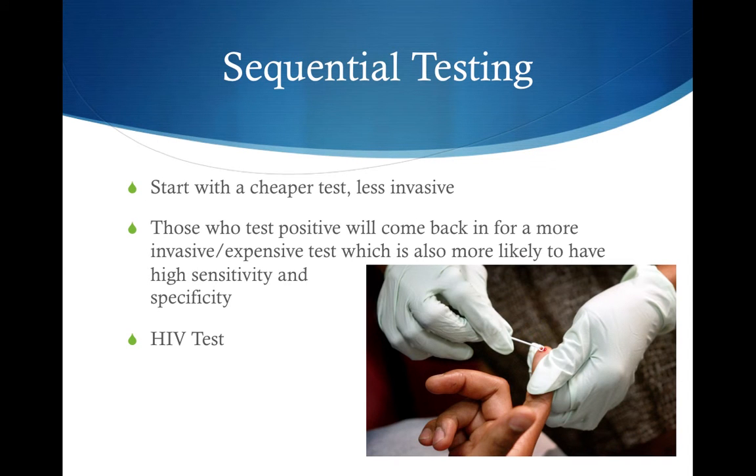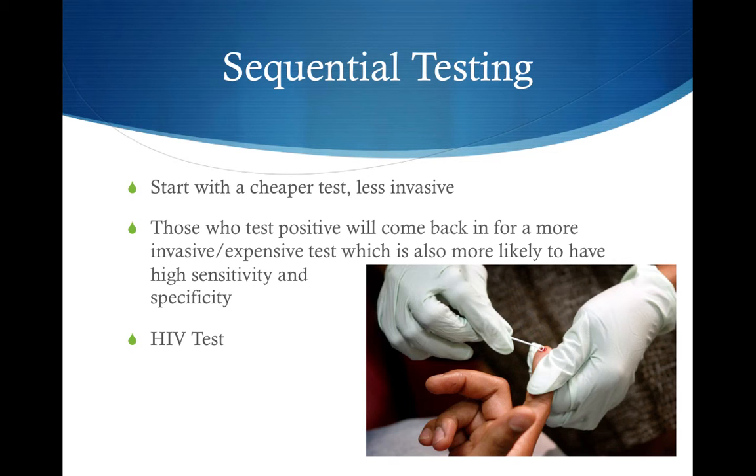So one of the other things that your book talks about is when you have diagnostic tests, you're not going to do just one test. And you want to make sure that you're conducting tests that are appropriate for the disease that you're testing for. And two ways of doing this are sequential tests versus simultaneous testing. So in sequential testing, you're going to start with a cheaper test, a less invasive test, and those who test positive, then you bring them back in for a more invasive or expensive test, and that's more likely to have a higher sensitivity and specificity.